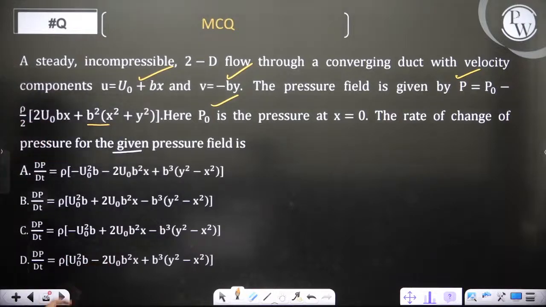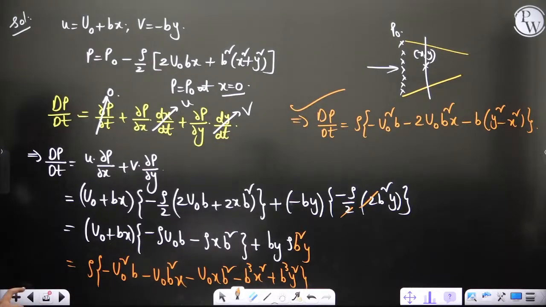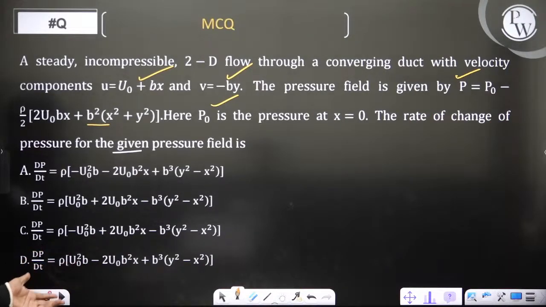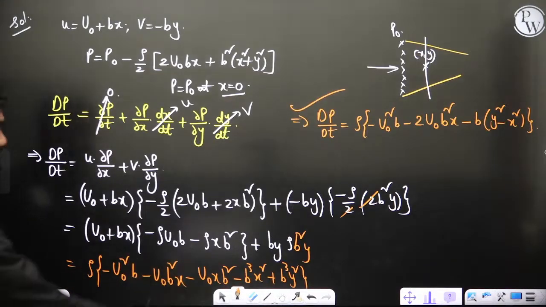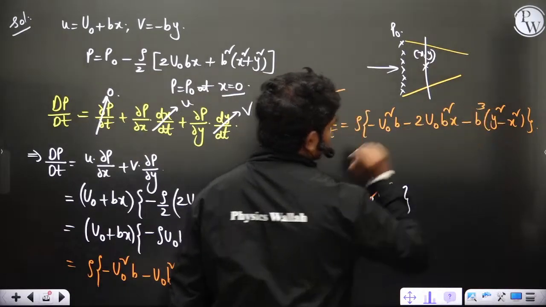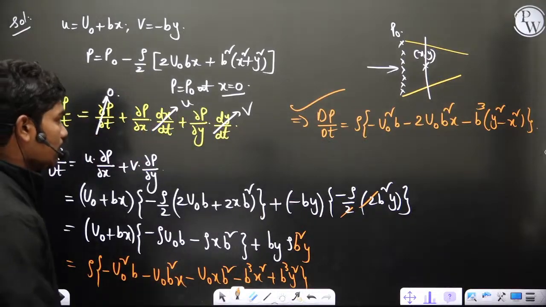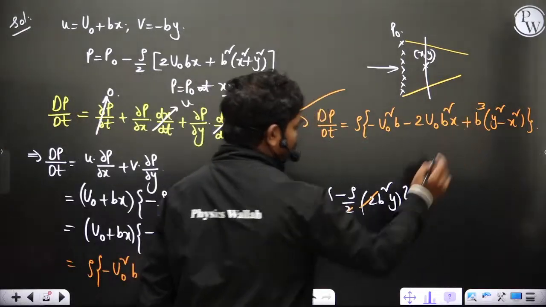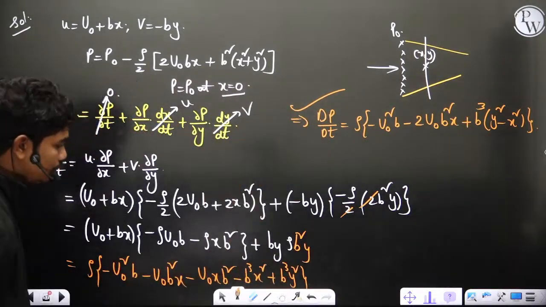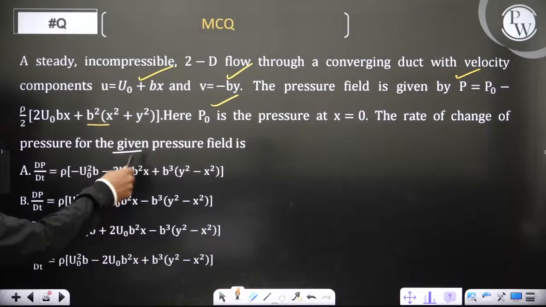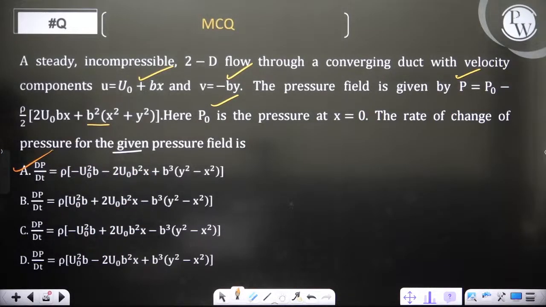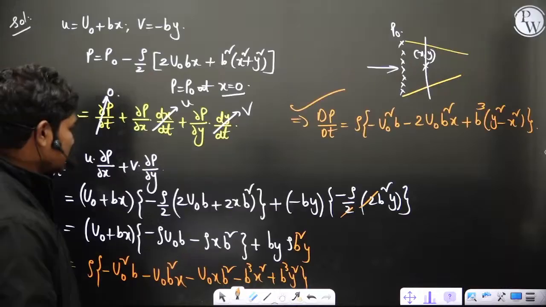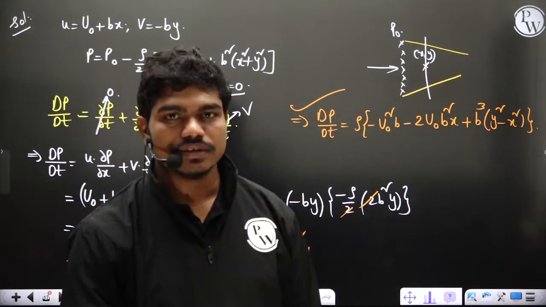So let us see where we have that option, rho times of minus u0 square b minus 2 u0 b square x minus b times of, I think b cube is there here, right? Yeah, minus b cube times of, oh, this is written as minus, so this is plus, because you can see y square term should be positive. Yeah, b cube y square minus x square, so plus b cube y square minus x square, so this term is actually correct in this case. First option is the correct option. Simple pressure field in the nozzle.